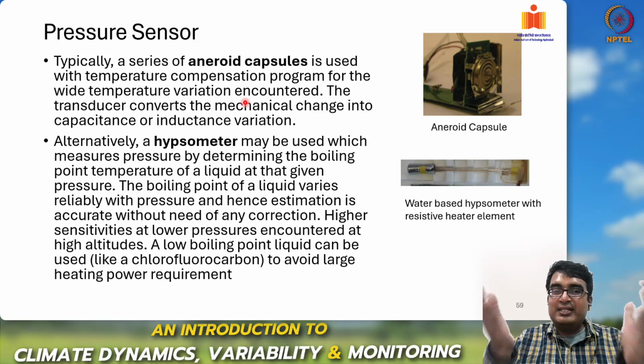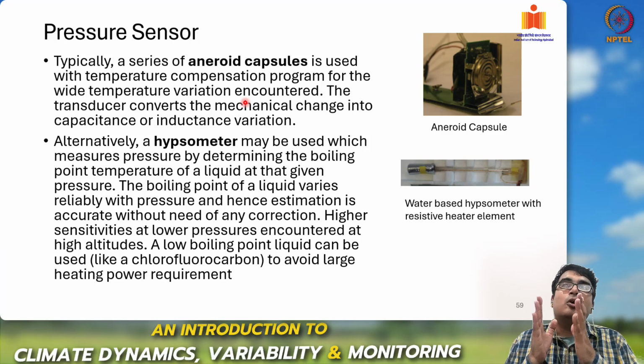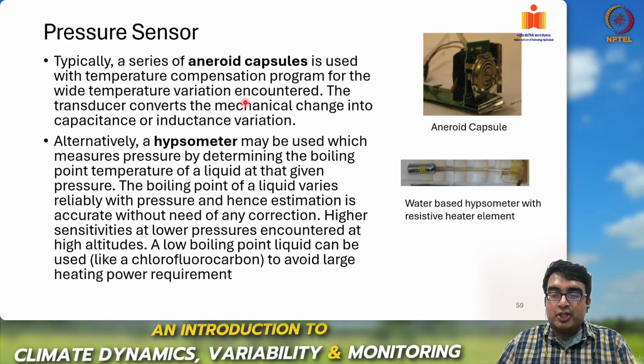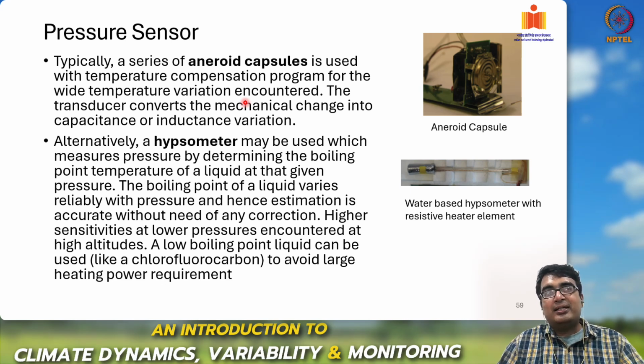Okay. So you have a series of aneroid capsules with a built-in temperature compensation program in a microcomputer, for example, in order to correct for the large temperature variations encountered during its ascent phase. The mechanical change is converted to a change in capacitance or inductance that changes into a frequency modulation that is transmitted via the radio signal.